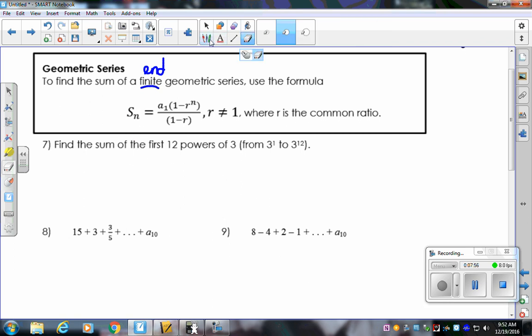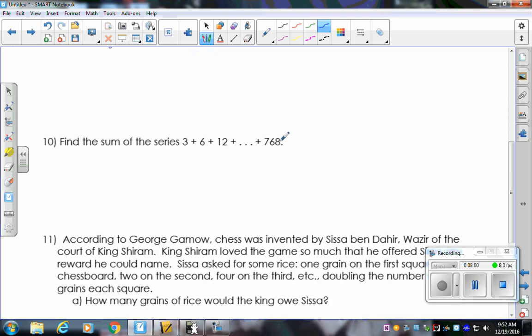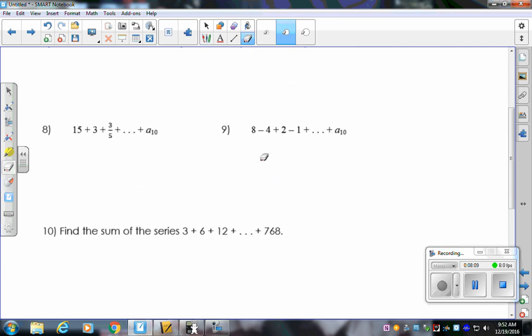How do I know it ends? A, I could tell you, or B, if you notice in all of these patterns on this page, it ends. There's no blah, blah, blah. If it was an infinite series, I would have plus dot, dot, dot at the very end of it, indicating it's going on forever and ever and ever. Or I'm telling you it's an infinite.